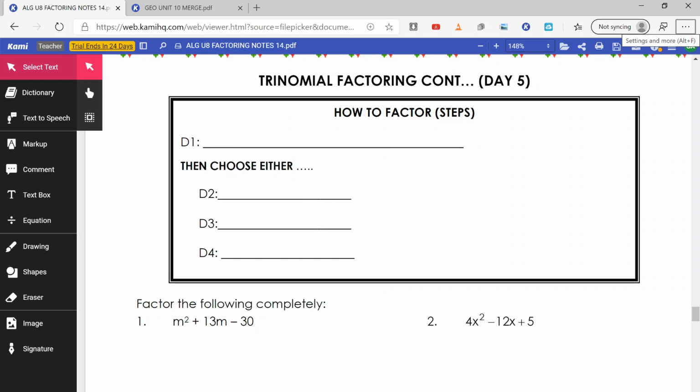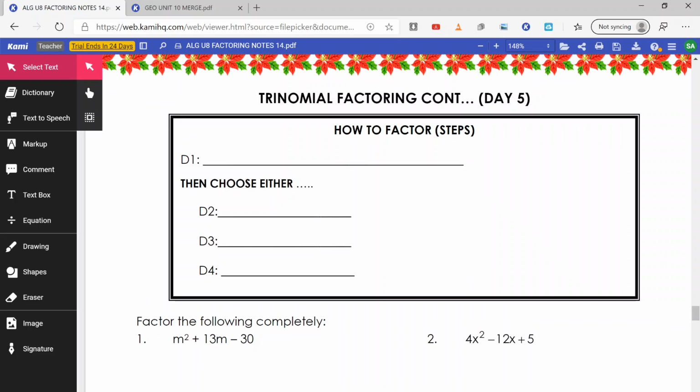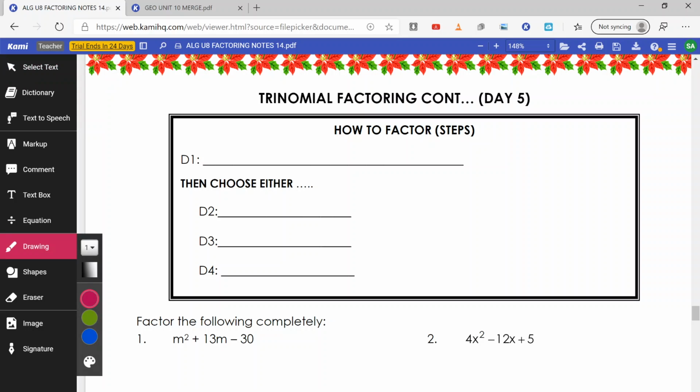What we have here is continuing how to factor. So the next couple days, according to our paperwork, is day 5 and day 6. They are both review of the methods that we have covered so far. So the 4 methods that we have, how to factor.